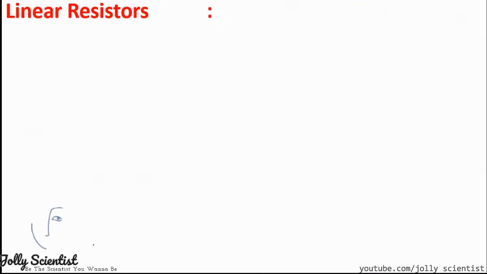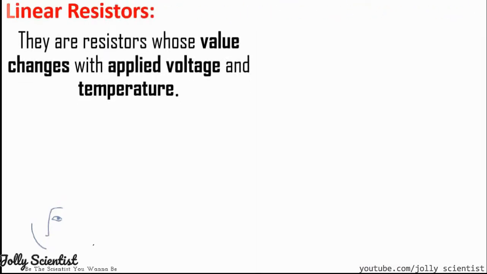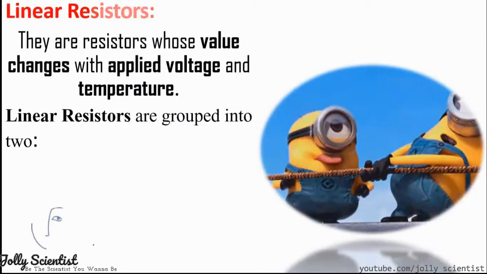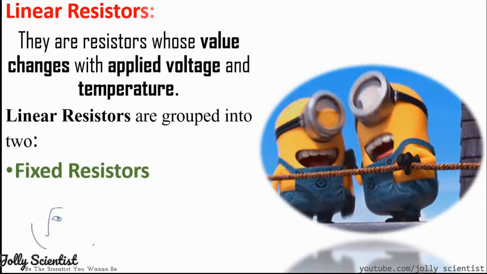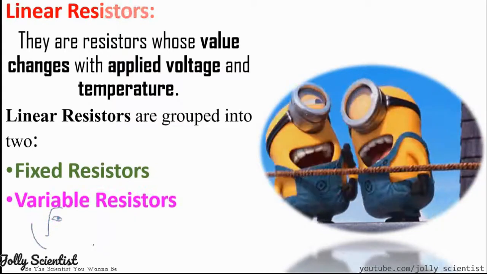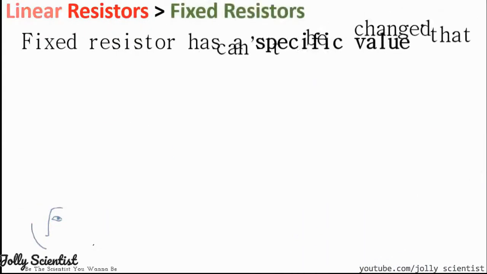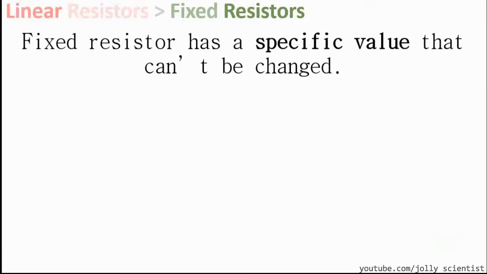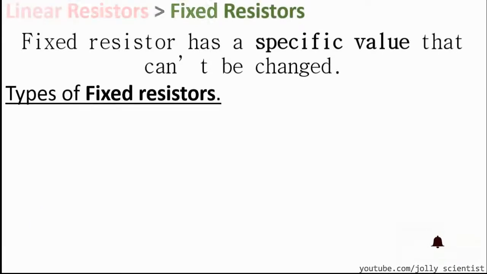Linear resistors are resistors whose value changes with applied voltage and temperature. Linear resistors are grouped into two. One is the fixed resistors, and the second is the variable resistors. Fixed resistors are resistors that have a specific value. In other words, they cannot be changed.